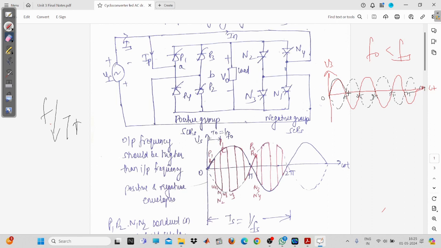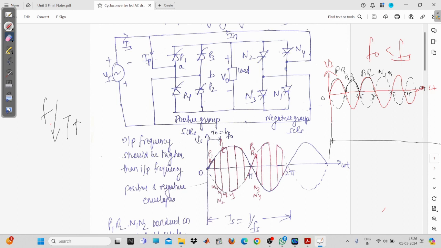Now again, at omega t equal to pi, you have to give the gate pulse to P3 and P4. Fine. So this one is P3 and P4. Now again, you apply the gate pulse to P1, P2. Then this is P3, P4. This one is P1, P2. And now here, this one is N3, N4.